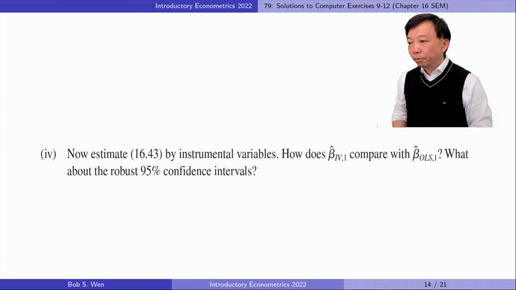In Part 4, we estimate 16.43 by instrumental variables. How does beta 1 by IV compare with beta 1 by OLS? What about the robust 95% confidence intervals?